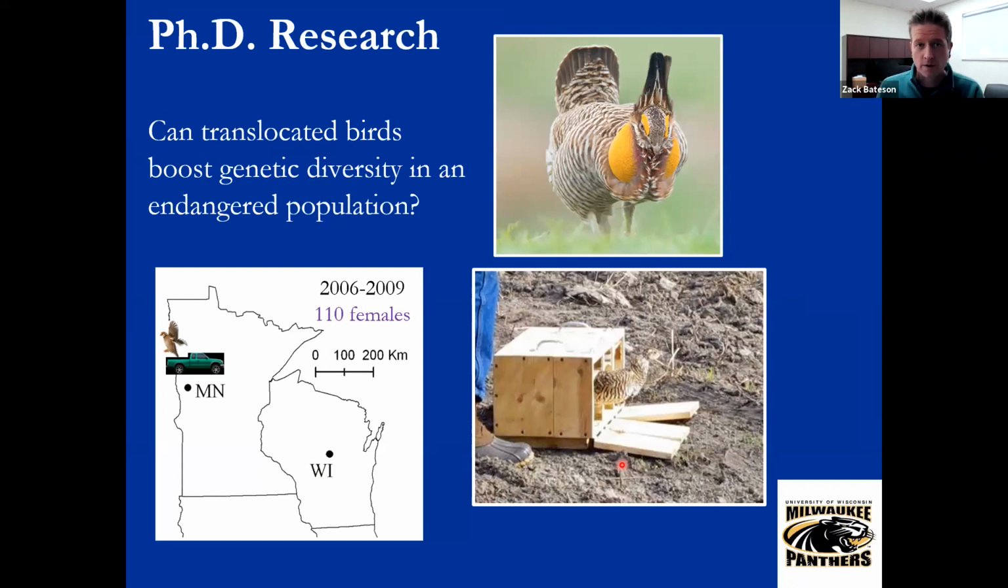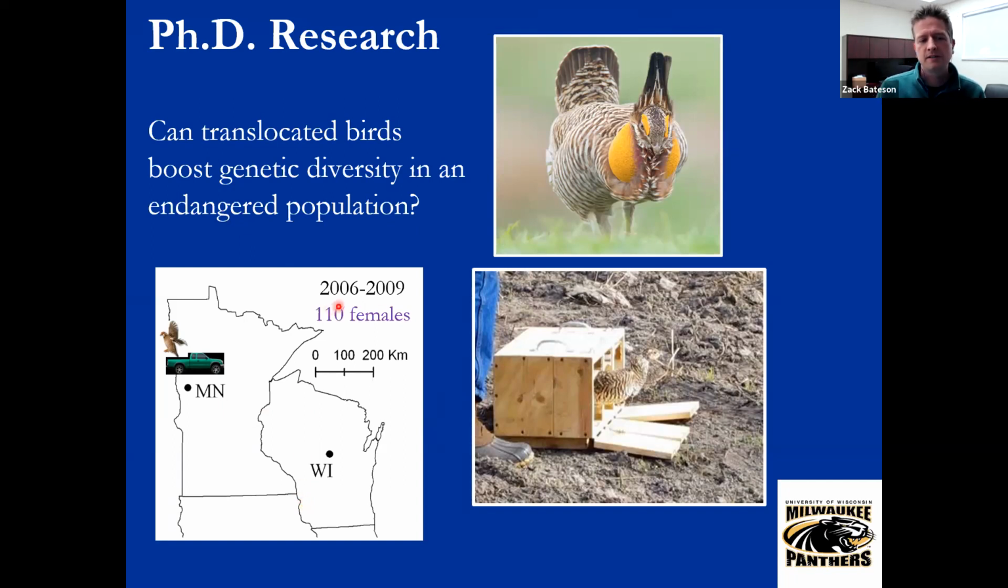And I looked at a different organism. Instead of reproductive biology, I went into conservation genetics, using the exact same tools that I've been using. And so this question was, can translocated birds boost genetic diversity in an endangered population? For this, I looked at a research project where there's an endangered population of a bird called the greater prairie chicken in the state of Wisconsin. It has been in decline for decades, and they wanted to boost the population genetically. So they translocated birds from Minnesota, which has a much larger population, over to the Wisconsin population to try to boost that genetic diversity.